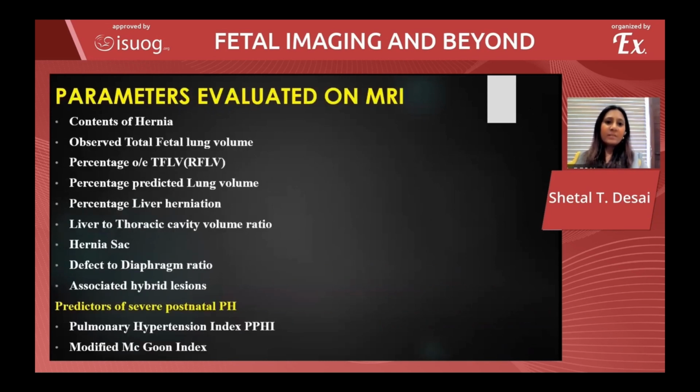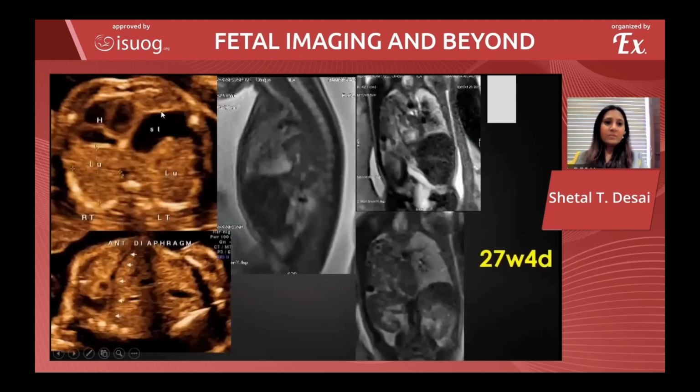There is a list of parameters which are evaluated in a CDH on MRI, and I would take you through a case. This was a left-sided CDH with the heart being pushed to the right, and a seemingly normal contralateral lung. Though we thought that this was a normal contralateral lung, it turned out to be a herniated liver with a very small ipsilateral lung seen. And this is a herniated liver with the herniated bowel, which was seen in this 27-weeker.